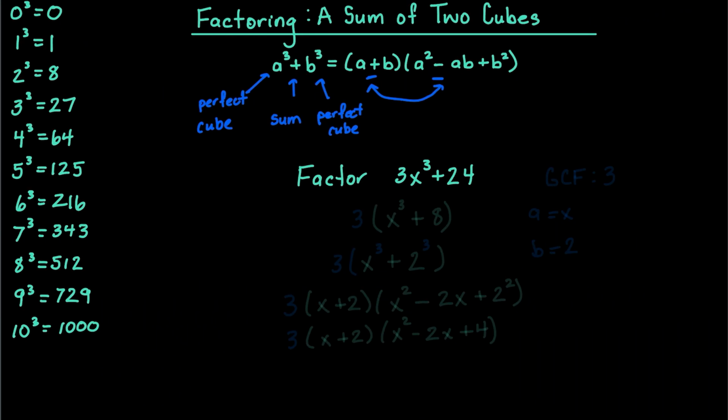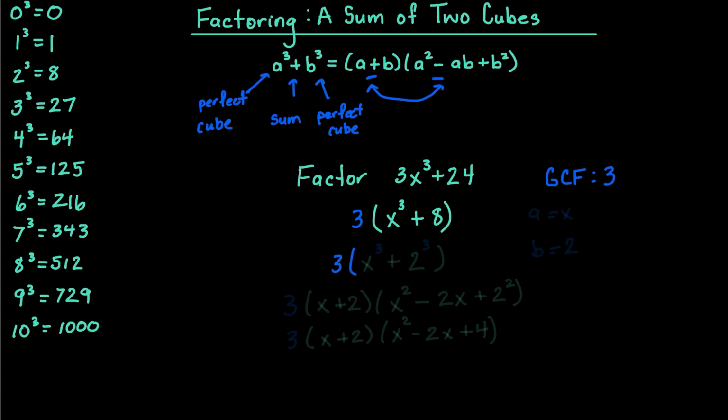And now we want to factor 3x to the third plus 24. I see a GCF, 3. I'm going to factor a 3 out. And I'm left with 3 divided by 3 is 1 times x cubed is x cubed plus 24 divided by 3 is 8. Okay, after factoring out the 3, I'm left with a sum of two cubes.